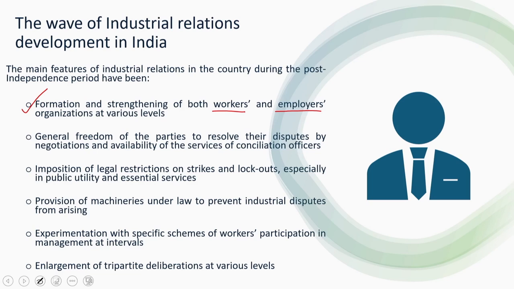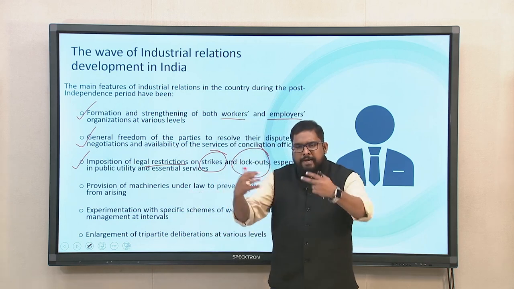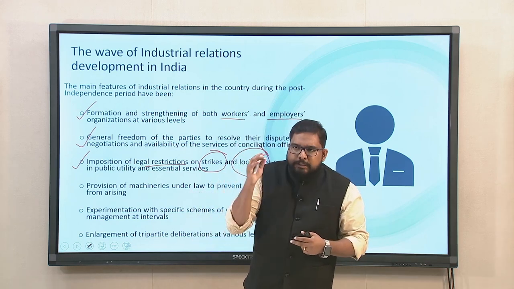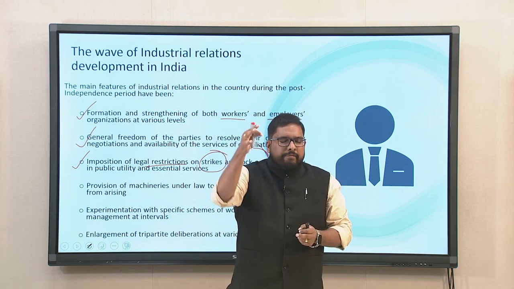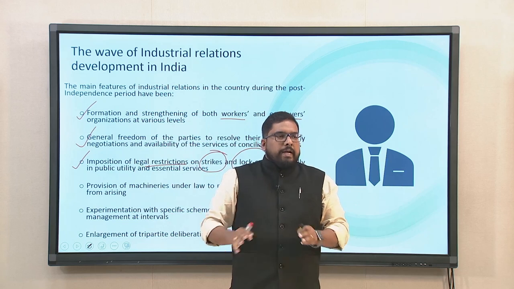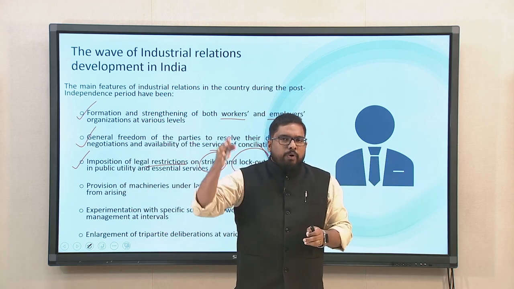We also see that during the post-independence era, general freedom of the parties to resolve their disputes by negotiations and availability of the services of conciliation officers was also significant during the period. We also acknowledge the imposition of legal restrictions on strikes and lockouts, especially in public utility and essential services. So when the disputes were getting out of hand, though the employees were seeing the exploitation and had a reason to go out on strike and lockout, especially in essential services, when the government or the authority understood that it is affecting a larger number of people, they had their own crackdown mechanisms.